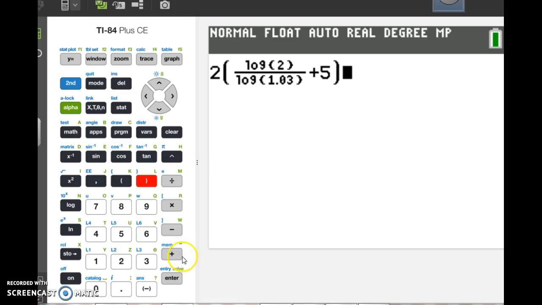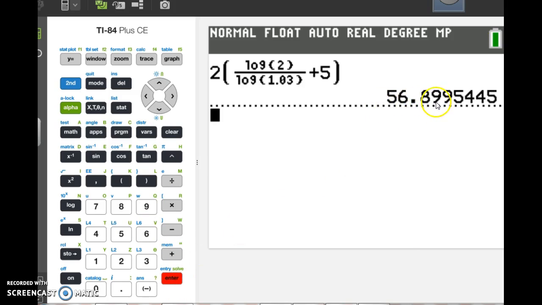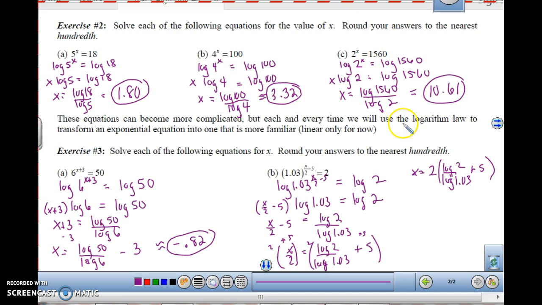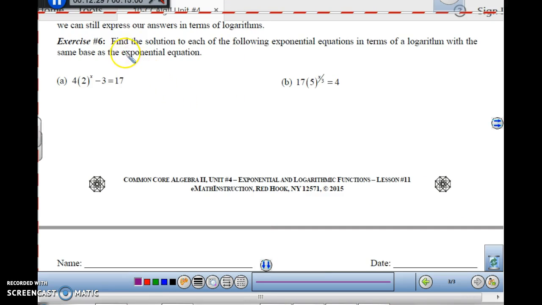There we go. So that looks like what's on my paper, and I end up with, rounded to the nearest hundredth, 56.90. So x is equal to 56.90. So it's just solving the equation. I'm going to skip over exercises 4 and 5. We're going to do those in class the next day, and let's take a look at exercise 6.